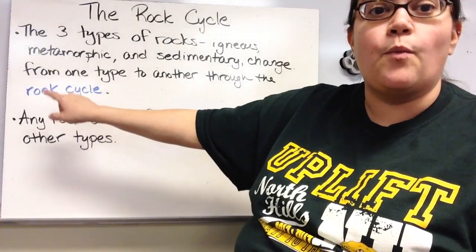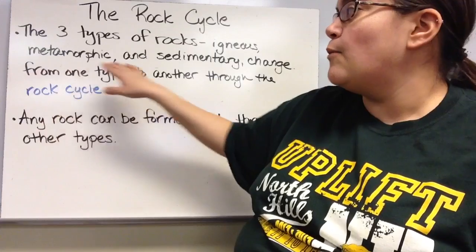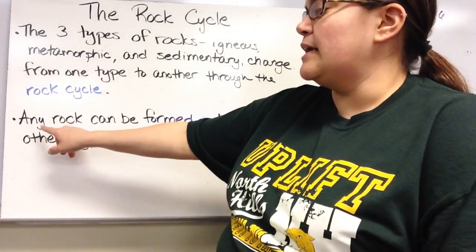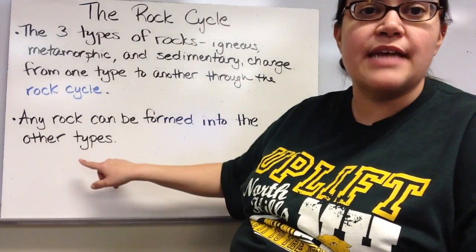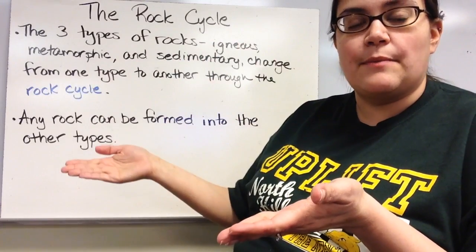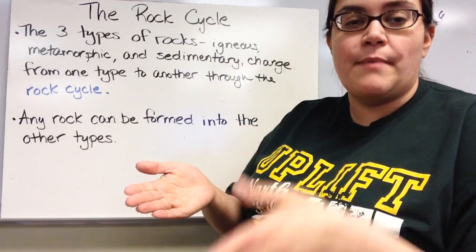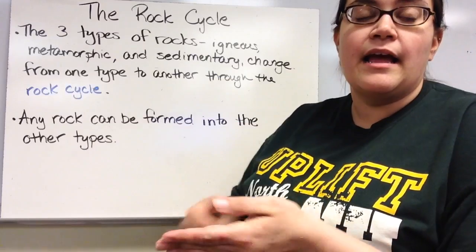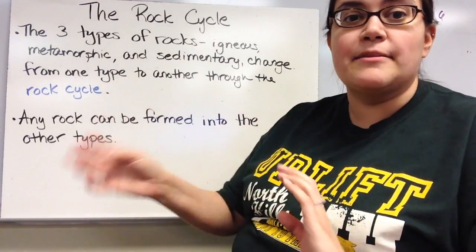Now, you probably learned about the water cycle, the nitrogen cycle in other classes or in other grades. Well, in 6th grade, we're going to talk about the rock cycle. Okay? Now, key thing to remember is any rock can be formed into the other 2 types. So if you have an igneous rock, it can become metamorphic or sedimentary. If you have a sedimentary rock, it can become igneous or metamorphic. And if you have a metamorphic rock, it can become igneous or sedimentary. So any type of rock can change and be formed from one type to another.